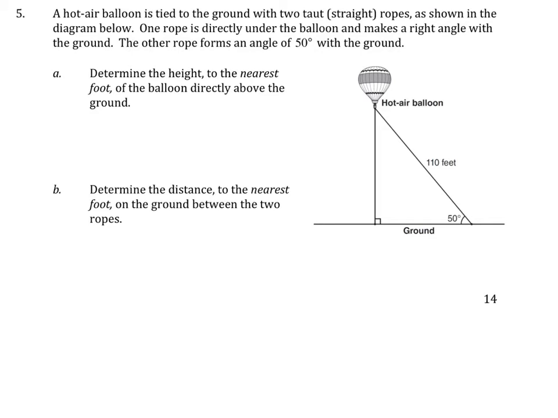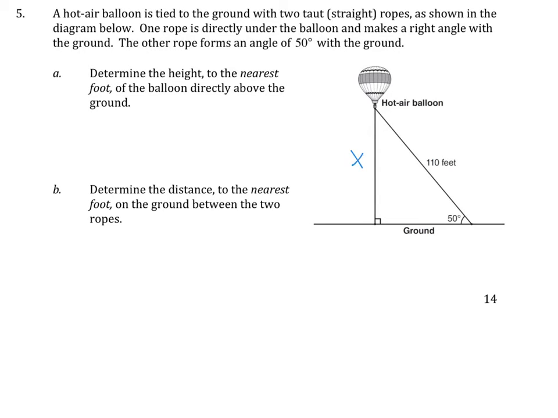Okay, a hot air balloon is tied to the ground with 2 taut straight ropes, as shown in the diagram below. Taut is tight. One rope is directly under the balloon and makes a right angle with the ground. The other rope forms an angle of 50 degrees with the ground. Determine the height to the nearest foot of the balloon directly above the ground.